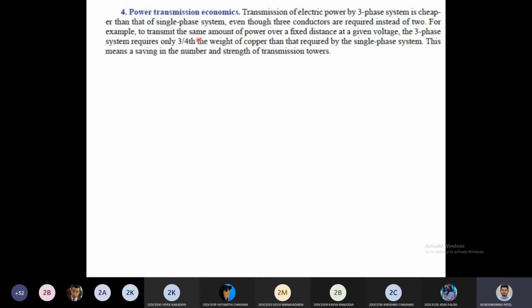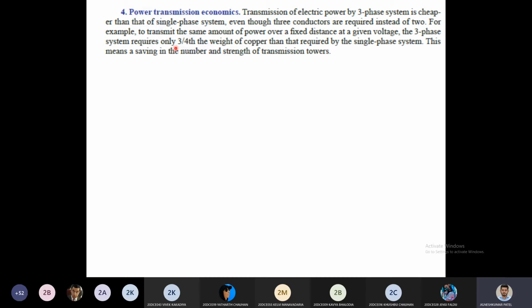For example, to transmit the same amount of power over a fixed distance at a given voltage, the three-phase system requires only 3/4 of the weight of copper required by the single-phase system. Okay, how much is required? Only 75% of the material which would be required to transfer the same amount of power using a single-phase system. Why am I saying copper? Because copper is very costly, it is a precious material, and it is very expensive.